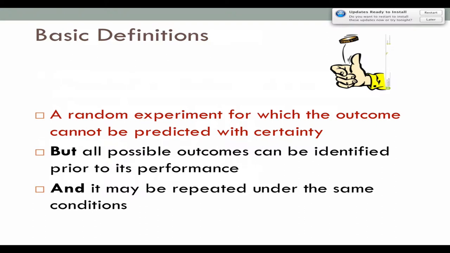So a random experiment is one for which the outcome cannot be predicted with certainty, because for that example, we have two possible outcomes. Before doing that, we cannot predict which outcome is going to come up. But all possible outcomes could be identified prior to the performance. So before we toss a coin, we know there are two possible outcomes. One is the head, one is the tail. And this experiment must be able to be repeated. These are the basic properties of a random experiment.